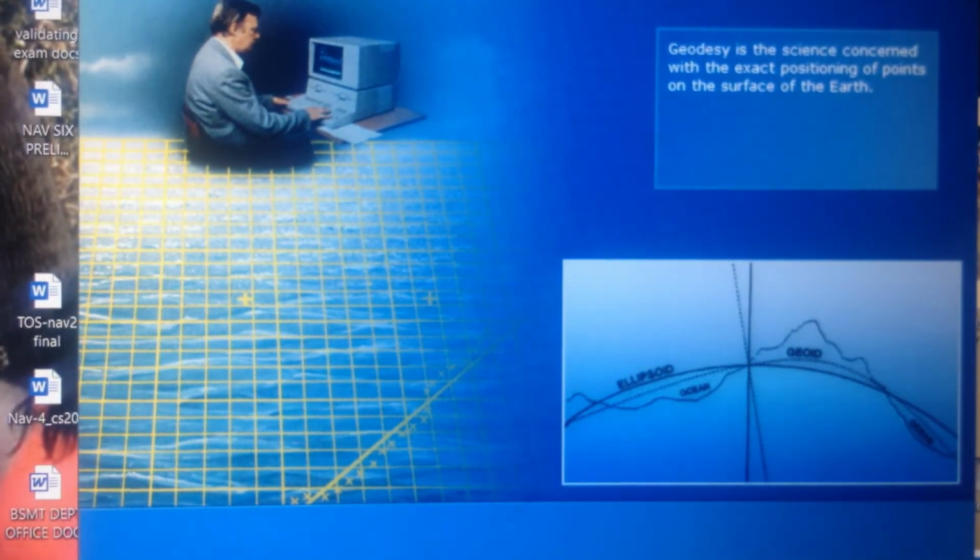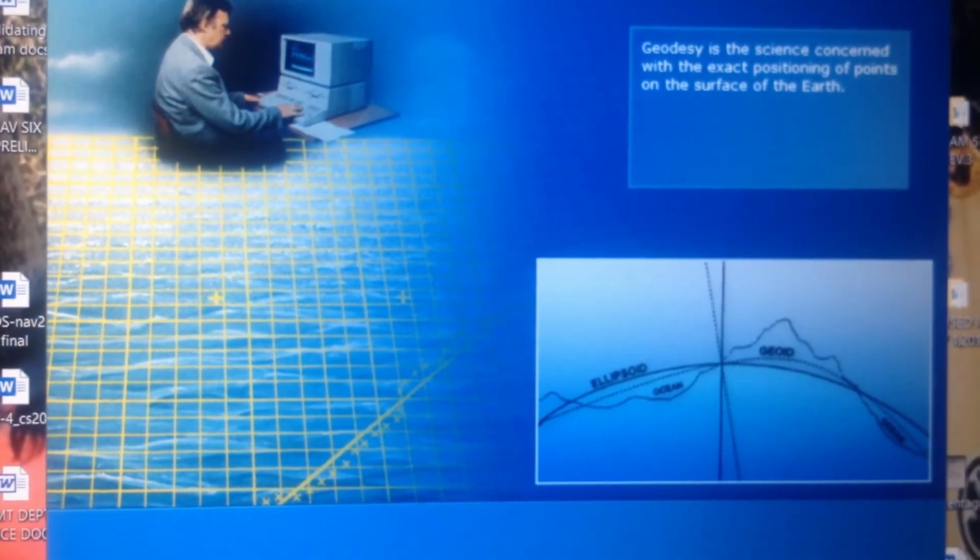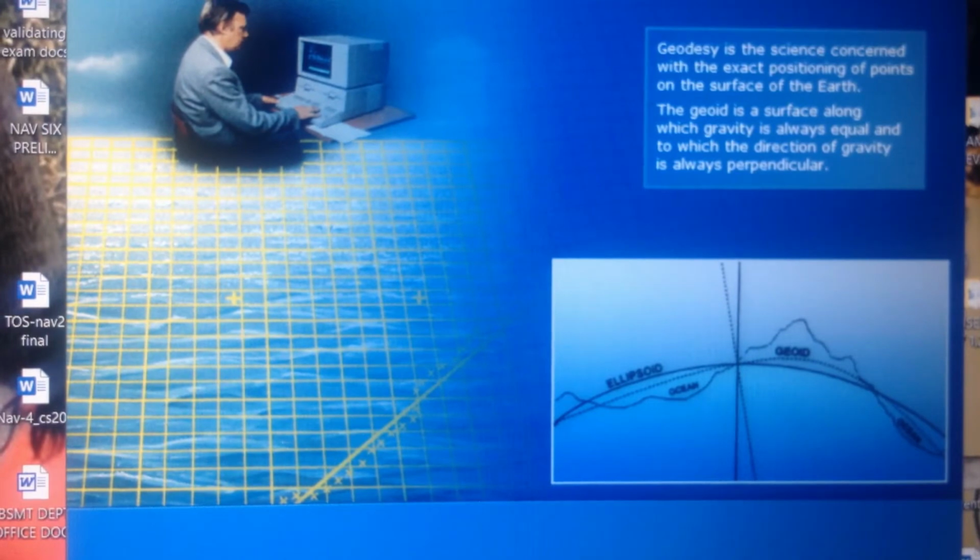This figure represents a vertical slice through the Earth. It shows the uneven surface of the Earth, but for survey purposes, it is reduced to the geoid. The geoid is a surface along which gravity is always equal, and to which the direction of gravity is always perpendicular.